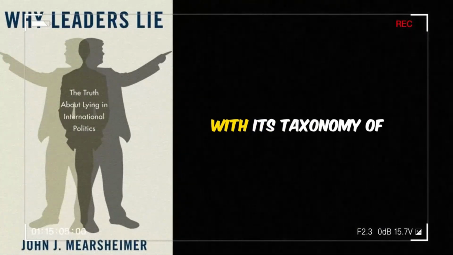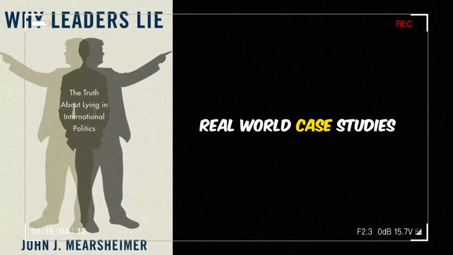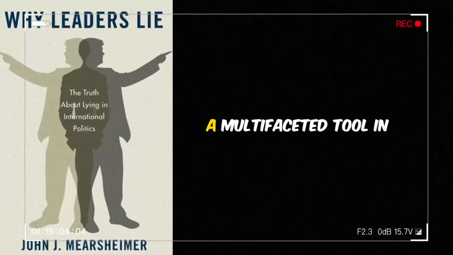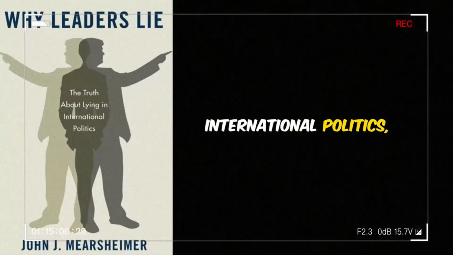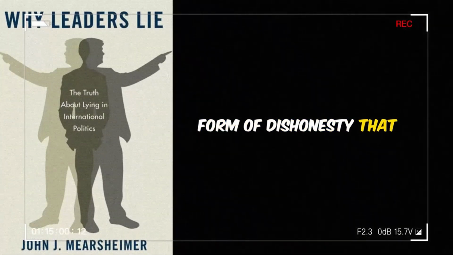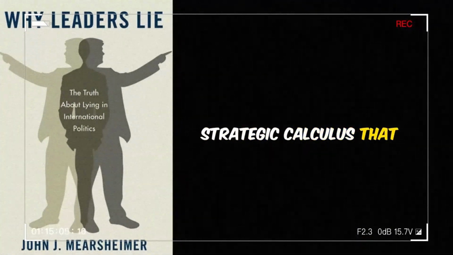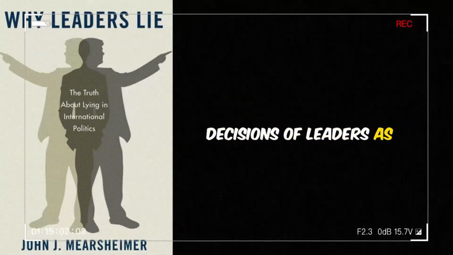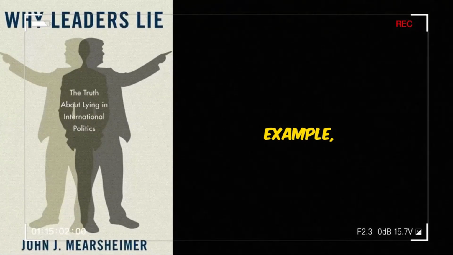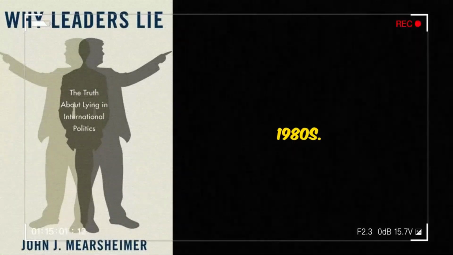This chapter, with its taxonomy of lies, lays the groundwork for a deeper exploration of real-world case studies and examples in subsequent chapters. It underscores the notion that deception is a multifaceted tool in international politics, requiring leaders to carefully weigh their options and select the form of dishonesty that best serves their objectives. It prompts readers to contemplate the strategic calculus that underlies the complex decisions of leaders as they navigate the treacherous waters of international relations.